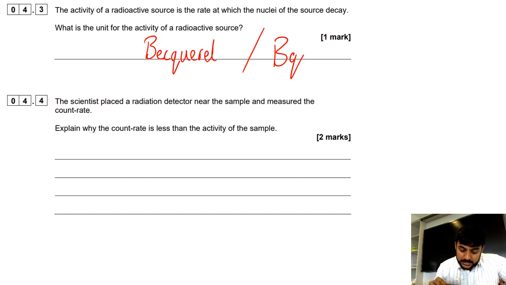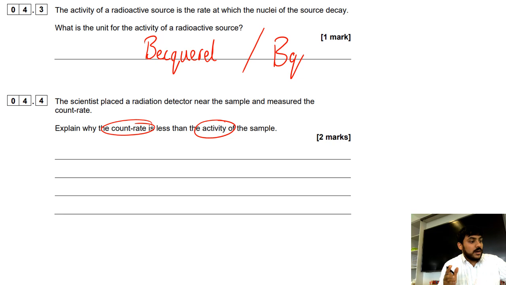The scientist placed a radiation detector near the sample and measured the count rate. Explain why the count rate is less than the activity of the sample. In fact, what they're asking you to explain is what is the difference between activity and count rate.